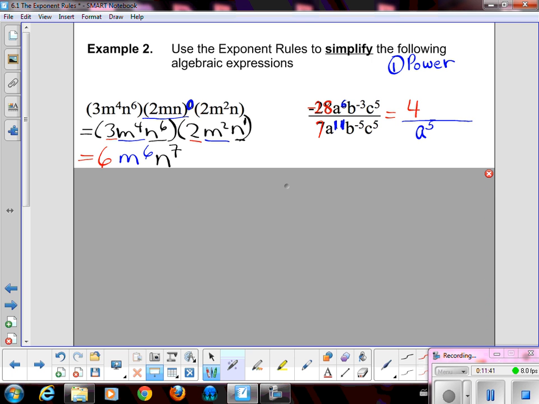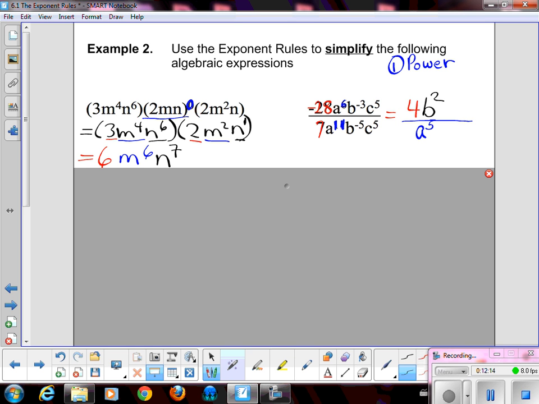Yes. And now I look at my b's. I have negative 3 on the top, and I have a negative 5 on the bottom. Negative 3 take away negative 5 is the same as negative 3 plus 5, which would be b squared. And I'll look at this question in a little more detail in a second. On the top I have c to the 5, and on the bottom I have c to the 5. 5 take away 5 is 0, which is 1. So this answer is finished now.